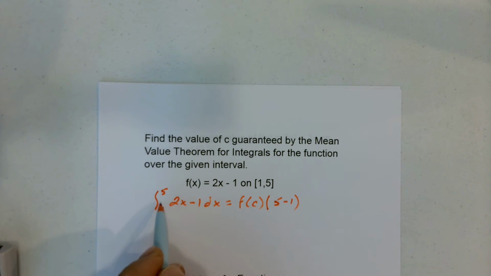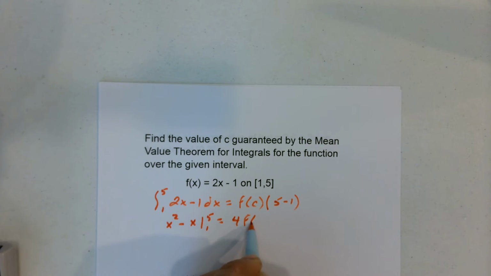Well, I'll go ahead and find my integration first. So we get x squared minus x from 1 to 5. And that's going to equal 4 times f of c, isn't it? All right. So we're going to go ahead then, plug in your 5. So we have 5 squared minus 5, which is going to be 20. Plug in my 1, I get 1 minus 1. Hey, that's 0. That kind of works, doesn't it? And that's going to equal 4 times f of c. Well, 20 minus 0, that's going to give us 20. I'm going to divide my 4 over, and I'm going to end up with 5 equals f of c.